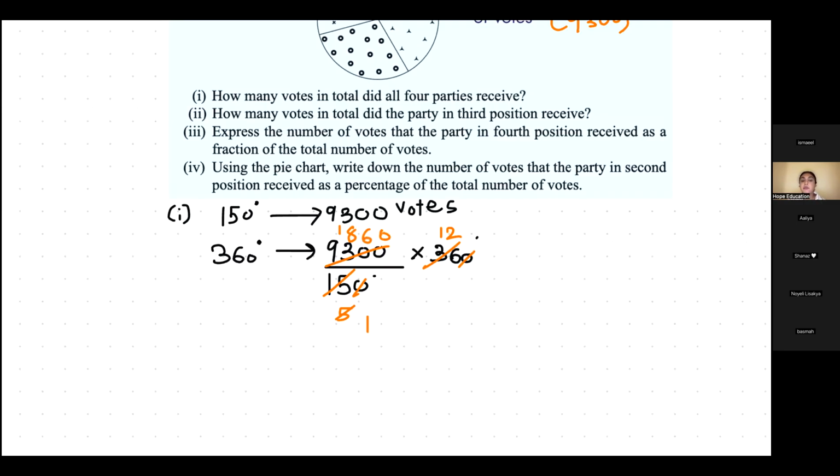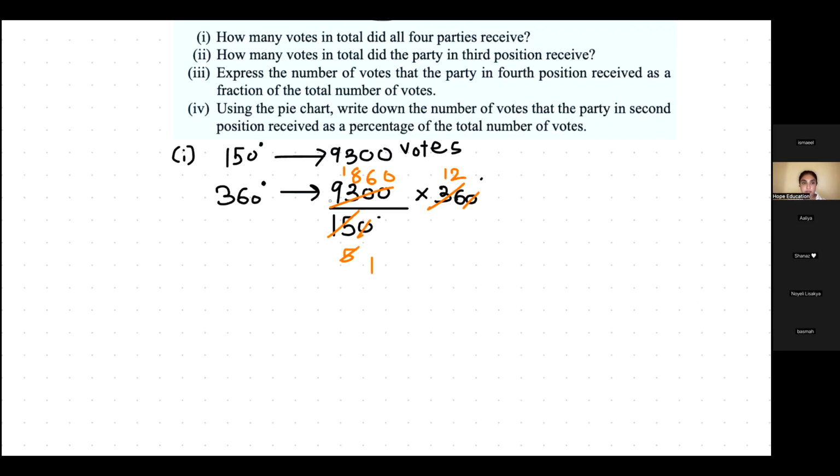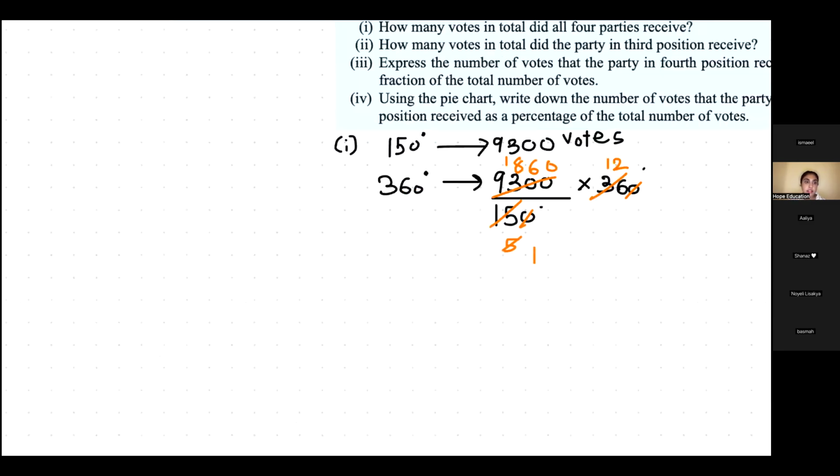So we have to multiply 1,860 by 12. 12 times 0. 12 times 6 is 72. 7 remaining. 12 times 8 is 96. Right? 96 plus 7 would be 103. 12 times 1 is 12, plus 10 is 22. Okay, so we get 22,320 votes. Is this clear to all of you?